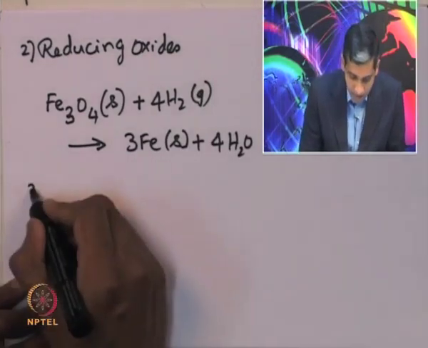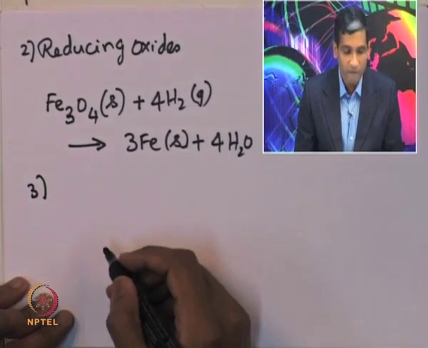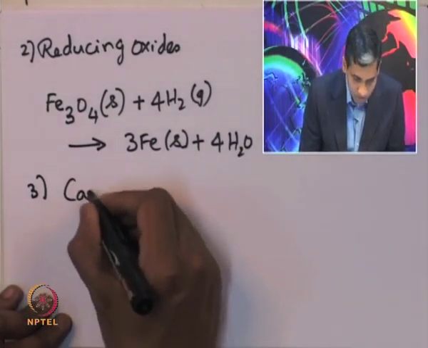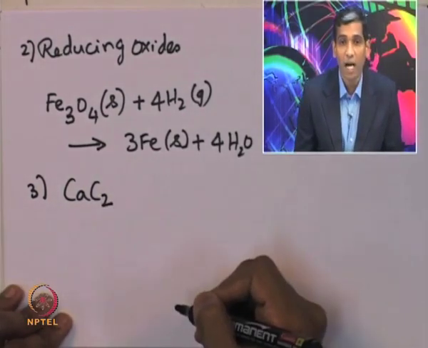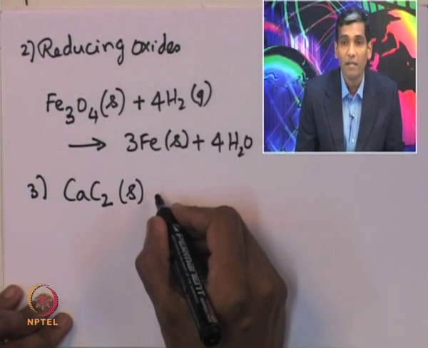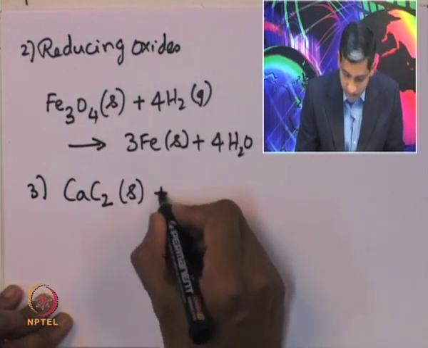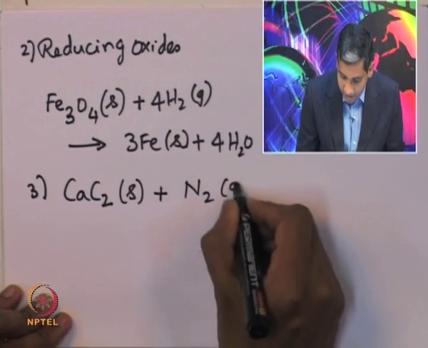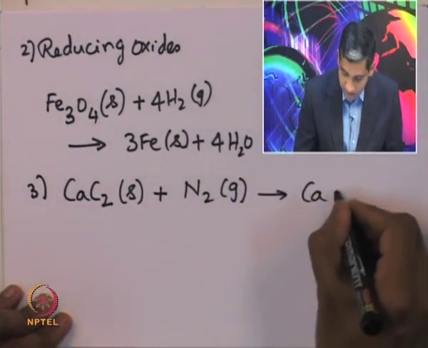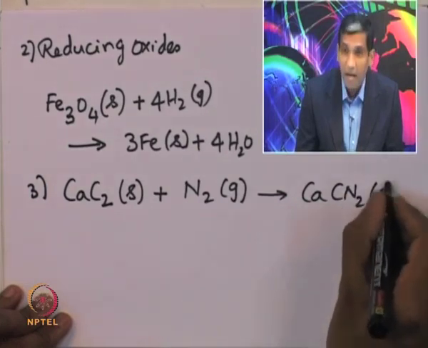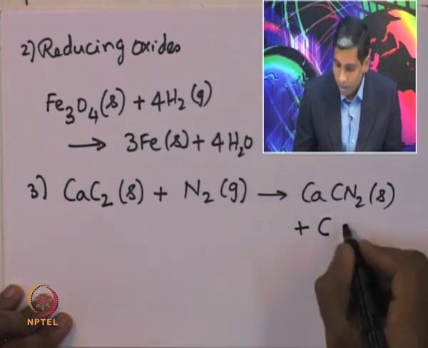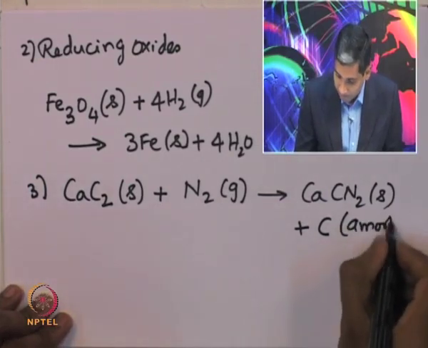Another example is the formation of calcium cyanamide, where CaC2, which is calcium carbide, present in the solid form, reacts with nitrogen N2, and that leads to the formation of CaCN2, which is again in the solid form, and it also leaves amorphous carbon as deposits.